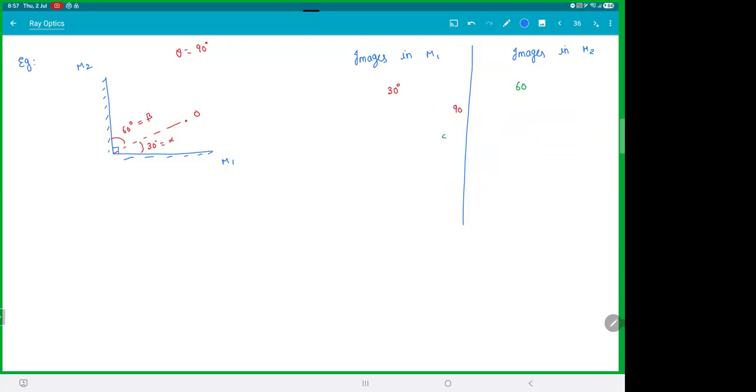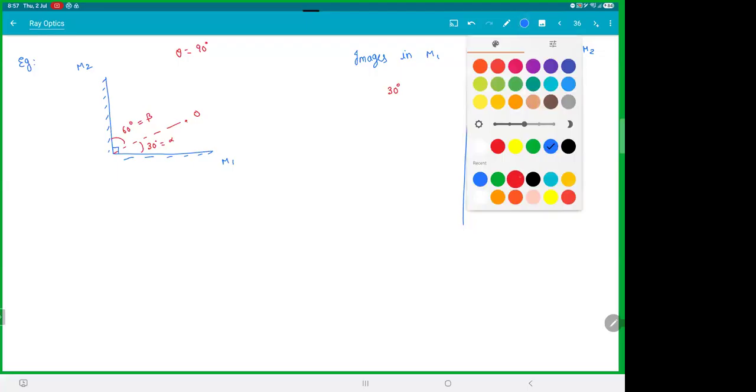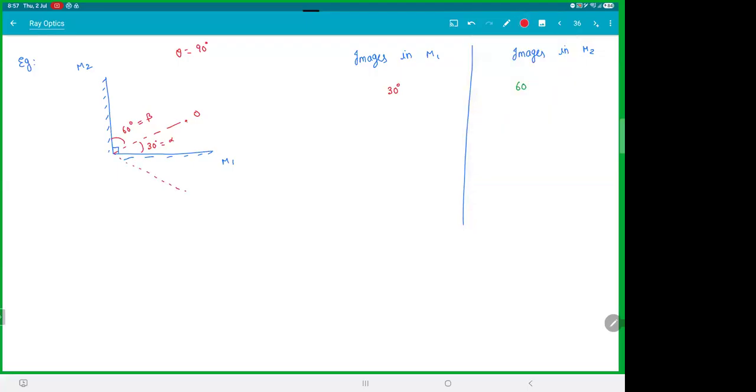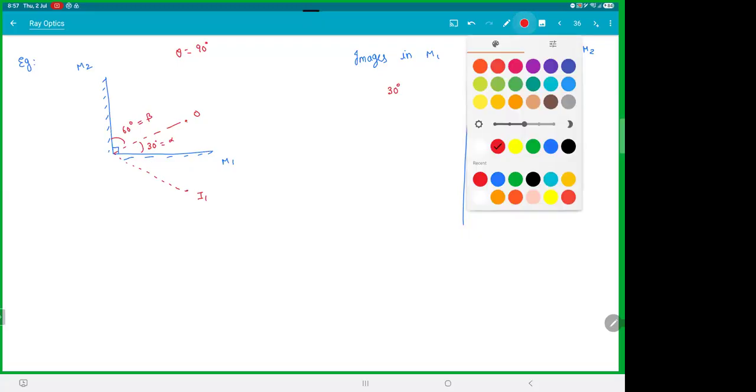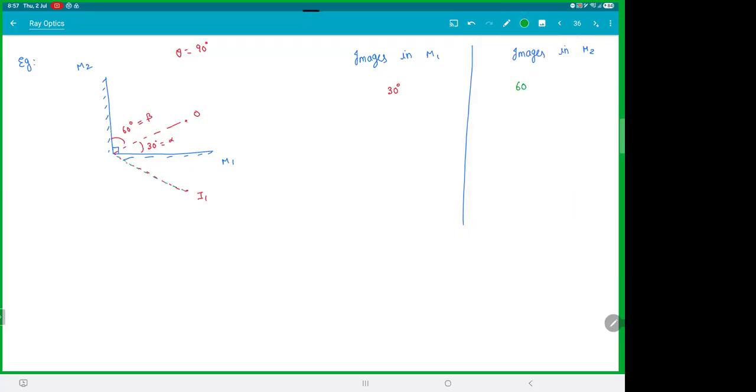So let's write for each one here. So 30 degrees is what? This is an image here, I1, which you're getting at an angle of 30 degrees. So this is your I1 image, 30 degrees. So I1 is an image of O in M1 mirror at an angle of 30 degrees from M1. That is how you read that whole angle, as at an angle of 30 degrees from M1.